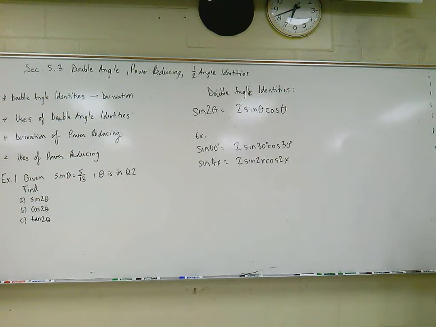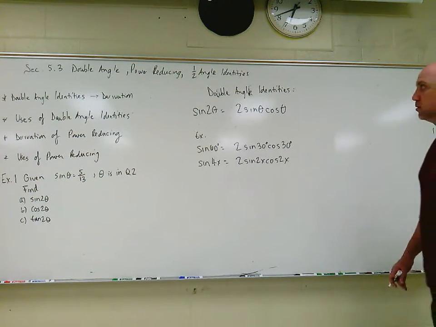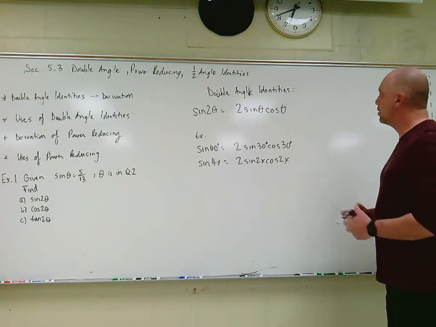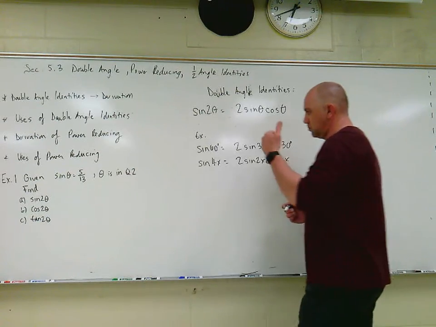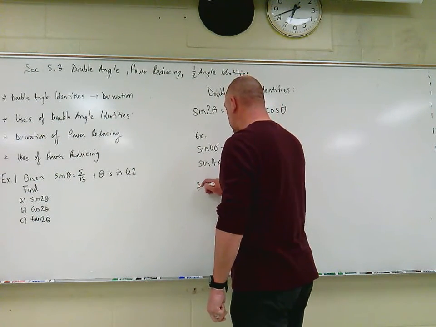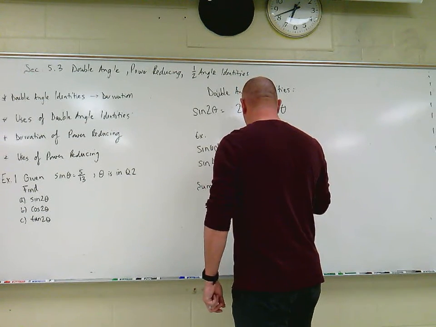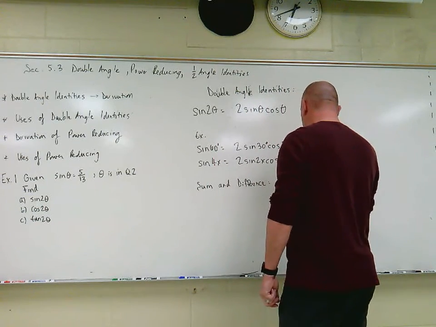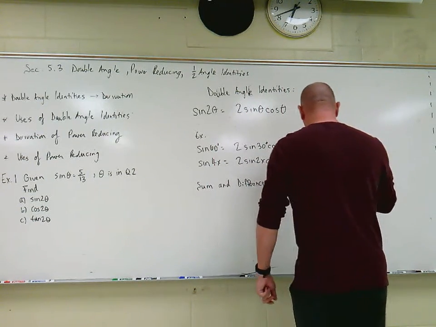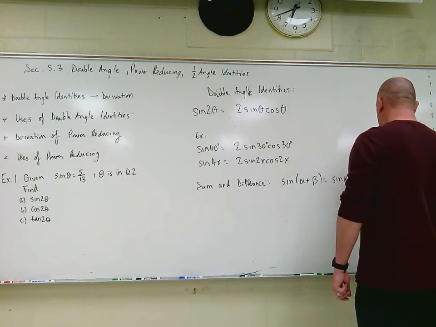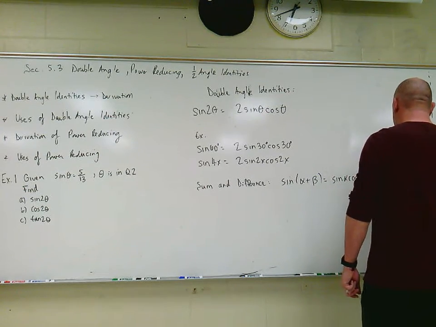Okay, and now I'll show you where this comes from. On all these identities, we will derive it. So where does this first one come from? Well, go back to your sum and difference, and we take the sum identity for sine, so sine of alpha plus beta is sine alpha cosine beta plus cosine alpha sine beta. Okay? You got that identity.